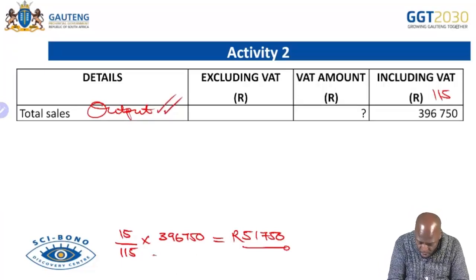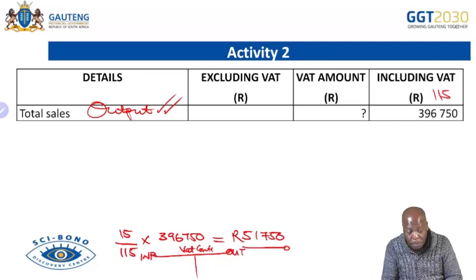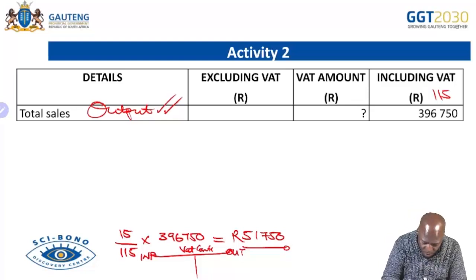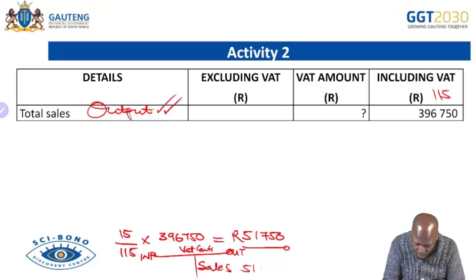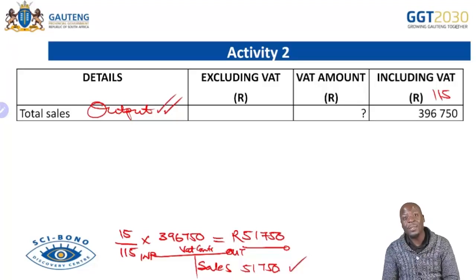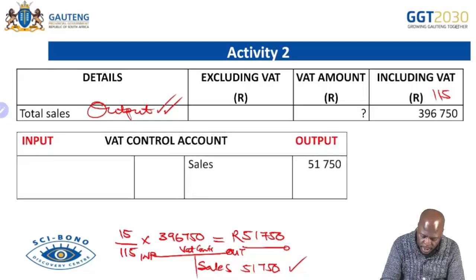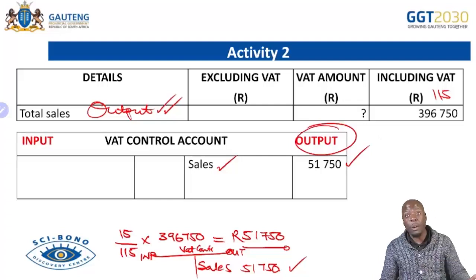We already know it is going to my output. So if I'm to quickly draw a small little VAT control account here, where would I put it? It goes to my input or output? Thank you. Someone is saying we have already established it goes to the output. So I will have my sales here and I have my 51,750, and then you are sorted. Okay, let's see how it looks when it's neatly written. There it is. There is my sales on my output, and it's 51,750.